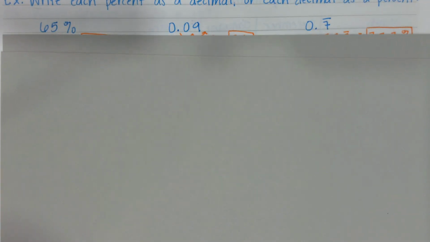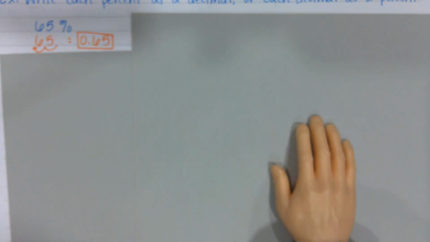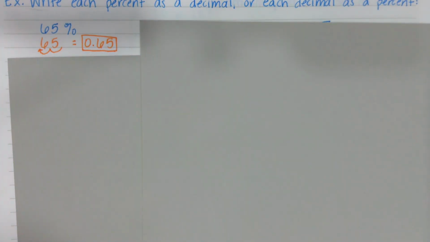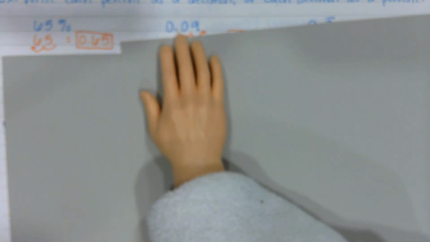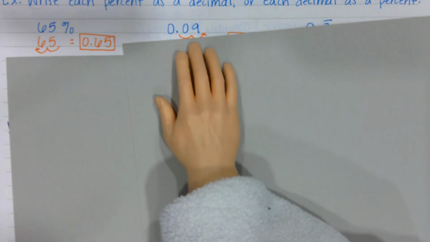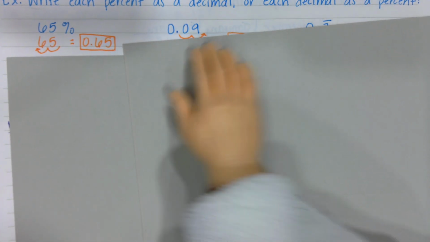So for 65%, we would move the decimal twice to the left and drop the percent sign. If we have 0.09, that is a decimal, and so we're going to move it twice to the right and add a percent symbol.